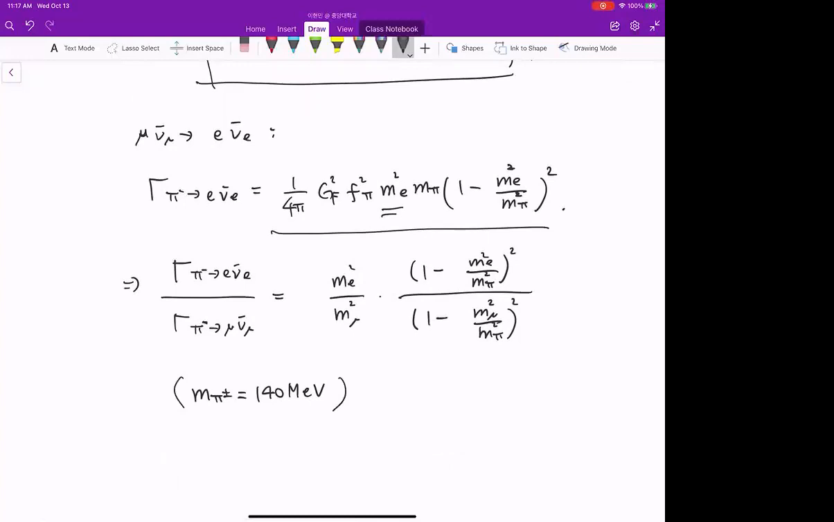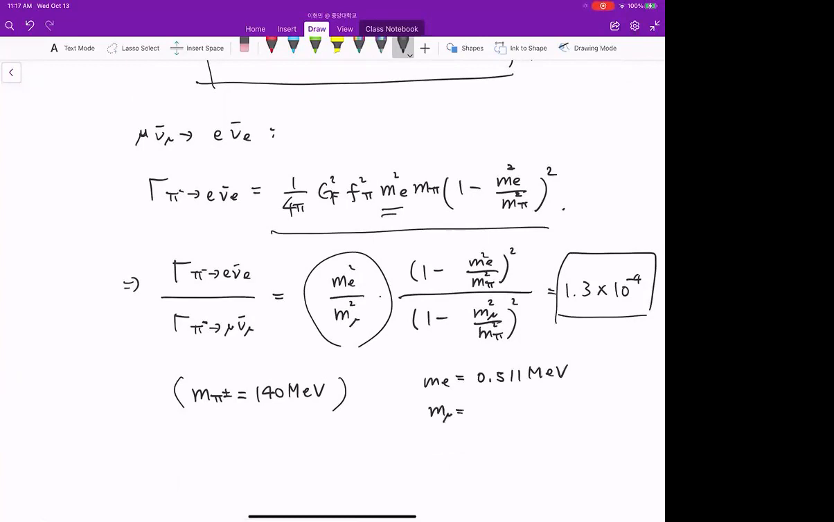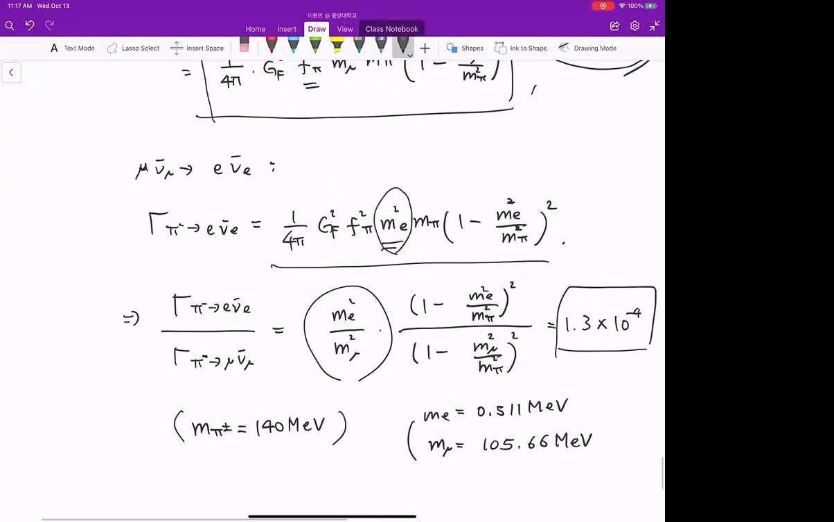And here, the ratio of the decay rates is about 10 to the minus 4, because of this mass difference. The electron mass is 0.511 MeV, and the muon mass is about 200 times larger. So this is chirality flipping, because the rate is proportional to the electron mass squared. So it depends on the chirality flipping. Without mass, if you have zero electron mass, for instance, this process does not happen.